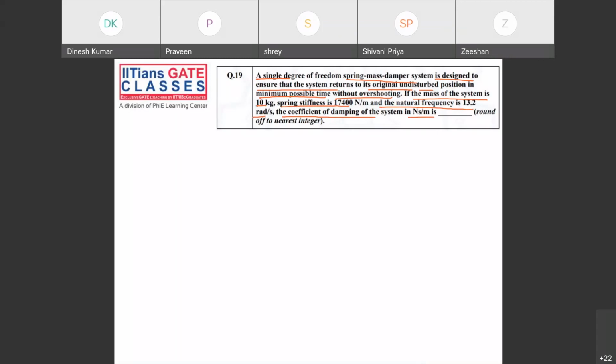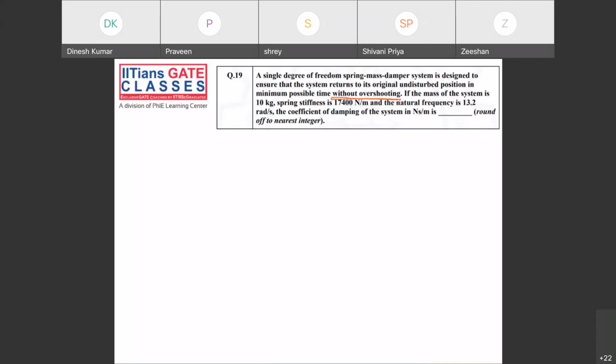In this question, they have not specifically mentioned which kind of damping: critical, underdamped, or overdamped. So can anyone tell me on what basis I can decide? They have told without overshooting. Without overshooting means non-oscillatory motion, and non-oscillatory motion can be either critical damping or overdamping.